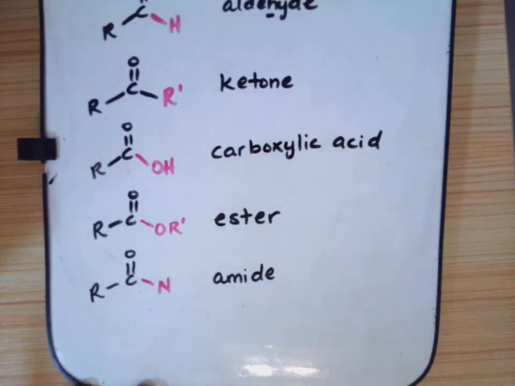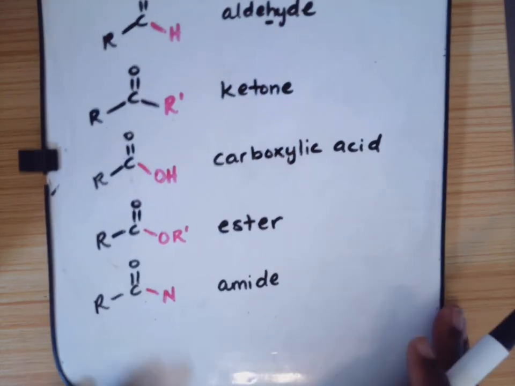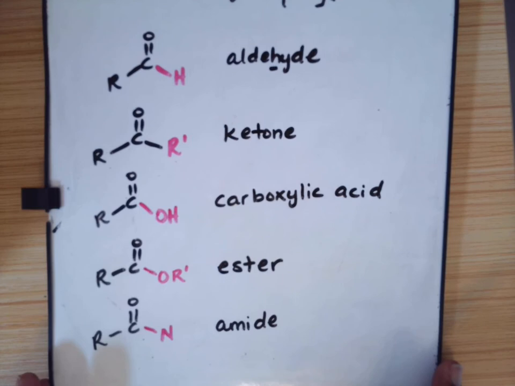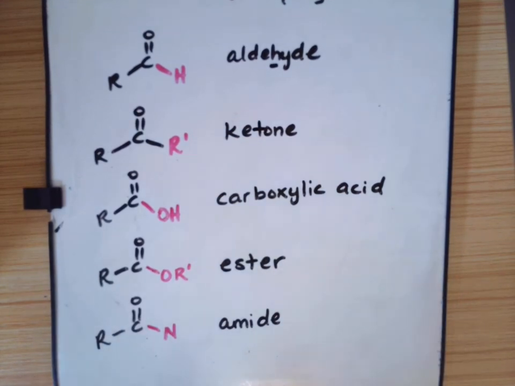So these are your different carbonyl containing functional groups. And again, what you are looking for in order to distinguish one from another is the group or the single atom that I have shown highlighted in the pink. This is what determines and classifies the different types or classes of carbonyl containing functional groups.